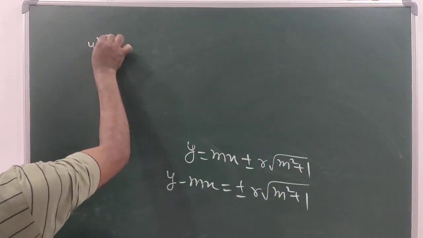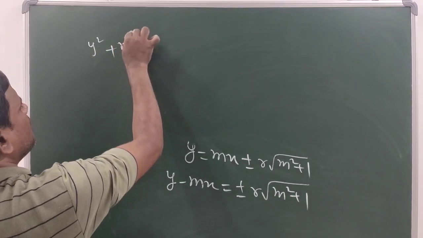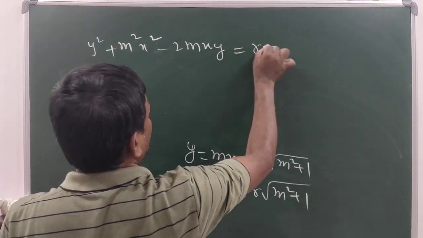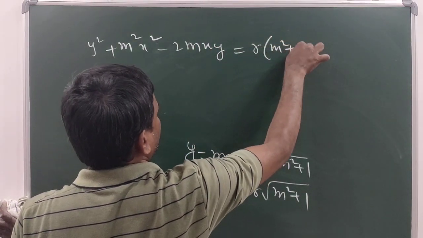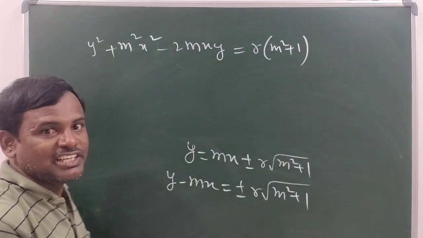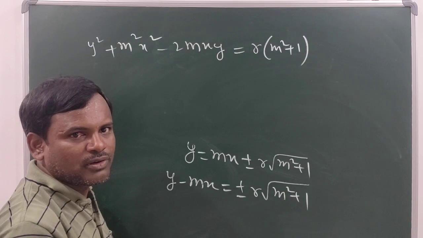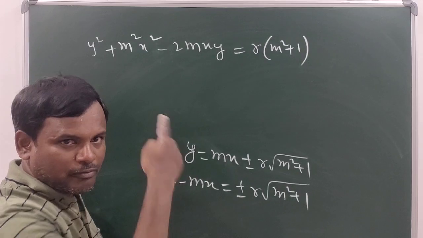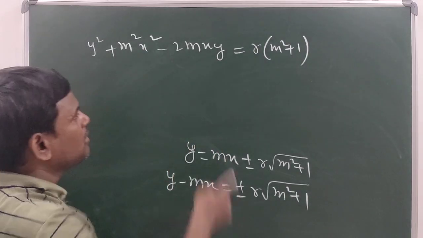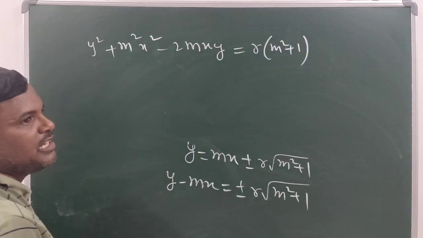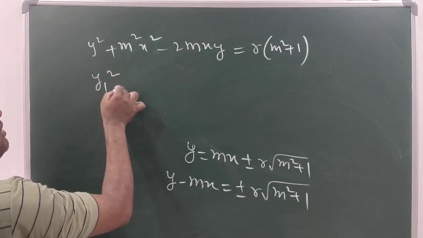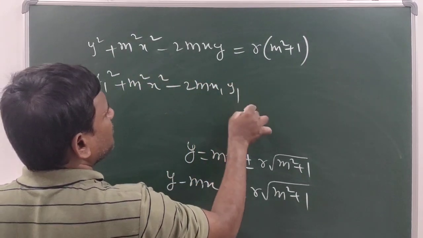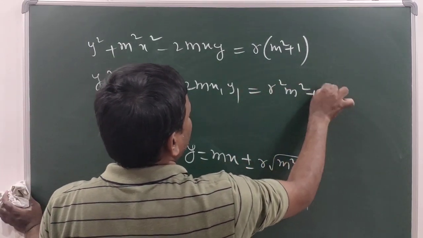So here y square plus m square x square minus 2mxy is equal to r square into m square plus 1. This tangent is passing through the point x1, y1, no? In the previous figure, the tangent is passing through the point P (x1, y1), from where we have drawn the tangents. So in this equation I am replacing x, y by x1, y1. So that here you will get y1 square plus m square x1 square minus 2m x1 y1, which is equal to r square m square plus r square.